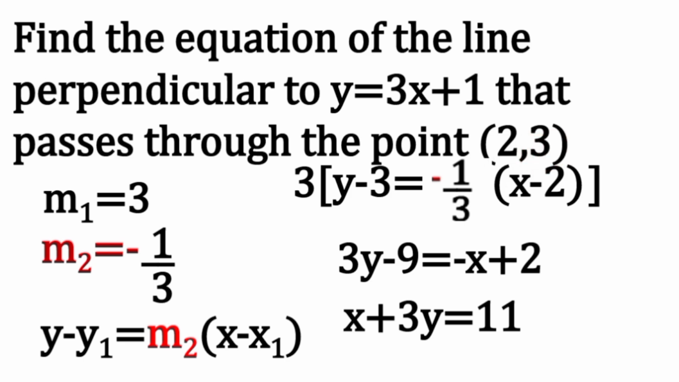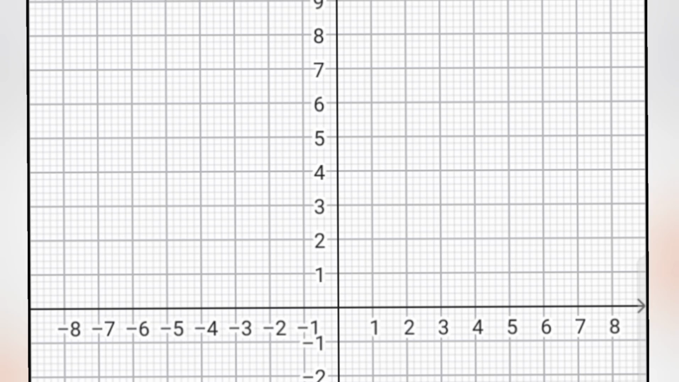(2, 3). So to plot the graph, the first point is the y-intercept for the first line. This is (0, 1). And if we move 1 unit to the right, we must go up 3 units. So we have this (1, 4). And if we connect these points, we have this line y equals 3x plus 1.